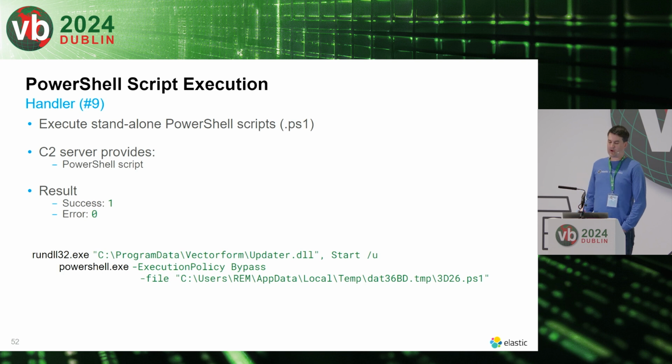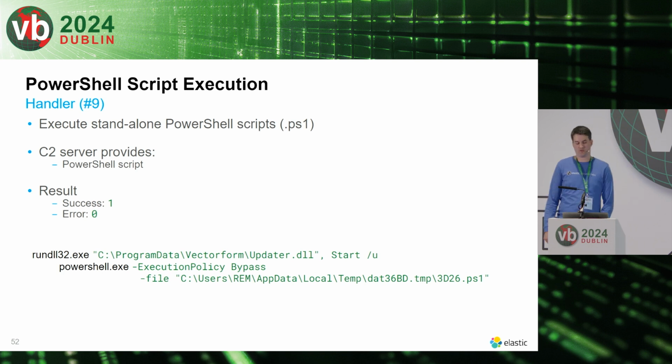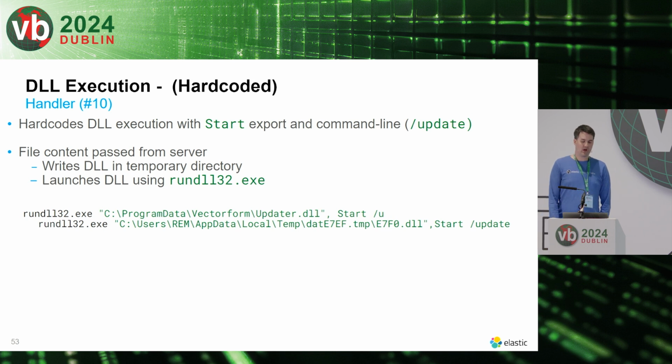And then lastly, PowerShell. They use PowerShell to do some of the execution as well. Similar concept, they drop the PowerShell, they rename it on disk, and then they execute it through rundll32. And then lastly, for the execution side, this one's kind of interesting, is they hard code this export. So I don't know if they're using Cobalt Strike or something else, but they have a DLL with the start export, and then they use the command line /update.